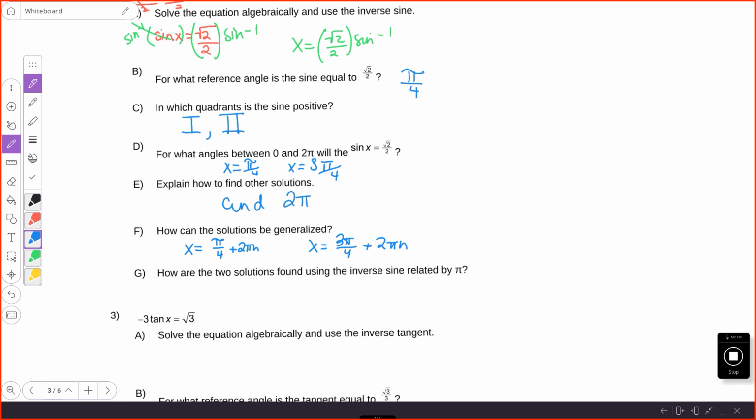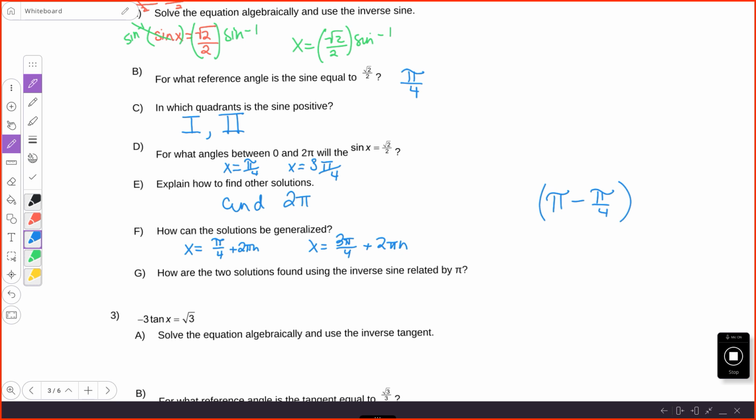Now, the first solution I found was pi over 4. And the rule for sine is pi minus the first solution that you found. Well, what is pi minus a quarter pi? Three-quarter pi. That's my other solution. So now we found it just by going around the unit circle, but you could have found it the other way. It's just two ways of doing the same thing.